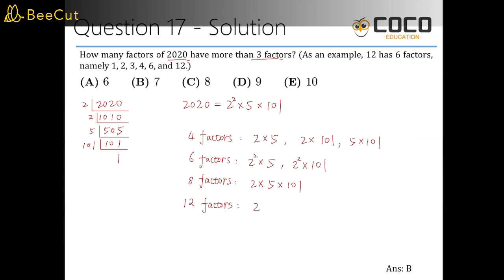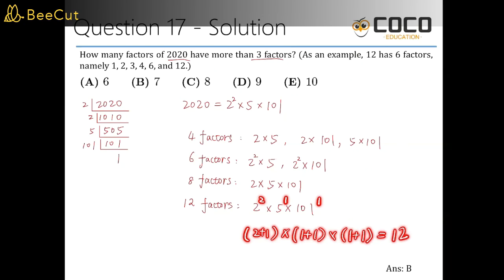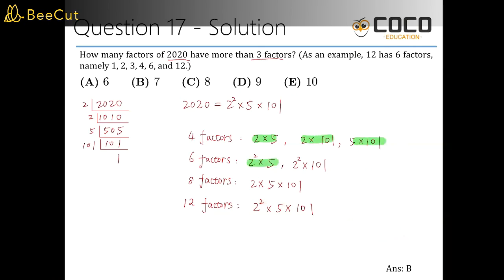So it's the number 2020. You look at the power terms, which are 2, 1, 1. So 2 plus 1 is 3. 3 times 2 times 2 equals 12. There will be 12 factors. So let's check how many numbers there are. 1, 2, 3, 4, 5, 6, 7. 7 numbers in total, so the answer is B.